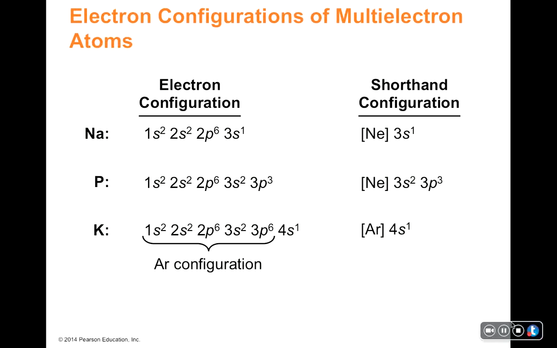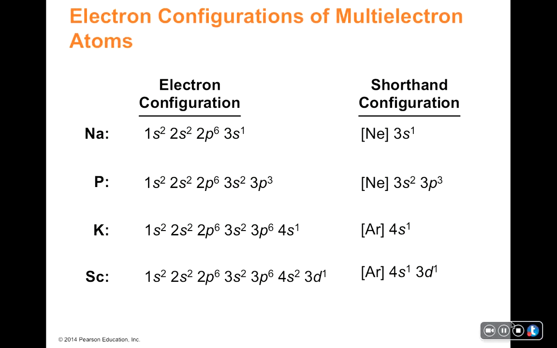Again, in the case of potassium here, you could use the noble gas argon and then 4s1. You can see its full configuration written out, and that's the configuration for argon. So again, it's just a shorthand way that we use to write these configurations. Scandium, another example here.